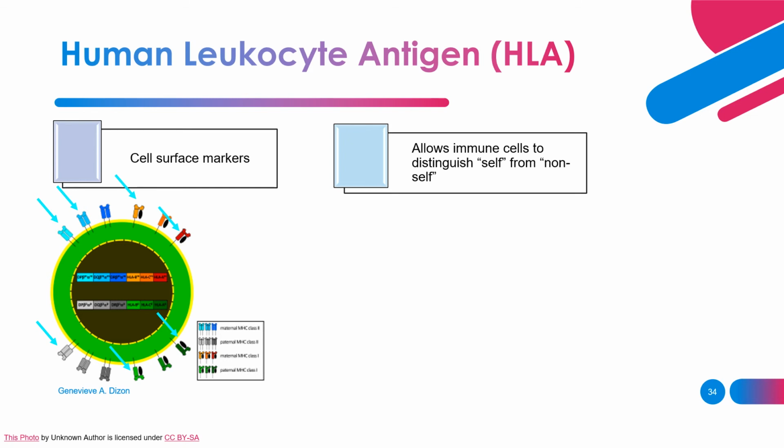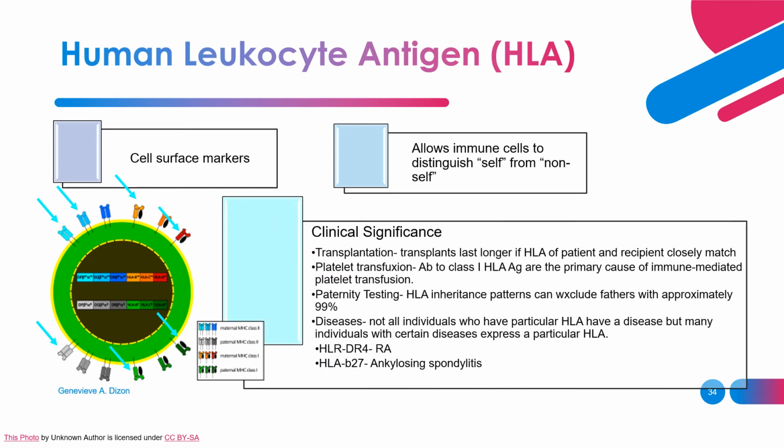That is why in transplants, HLAs should be matched. For example, if the HLA of the donor is very different from the HLA of the recipient, the transplantation will not be successful. So it is important that the HLA of the donor and the recipient are matched as closely as possible so that the transplants can last longer.